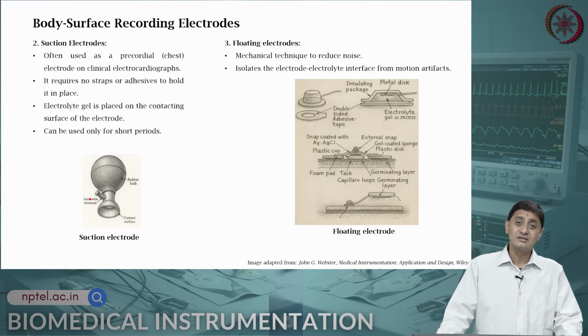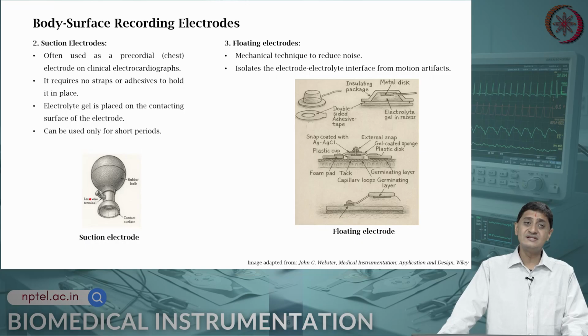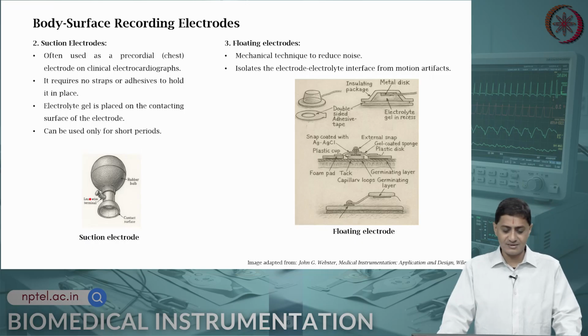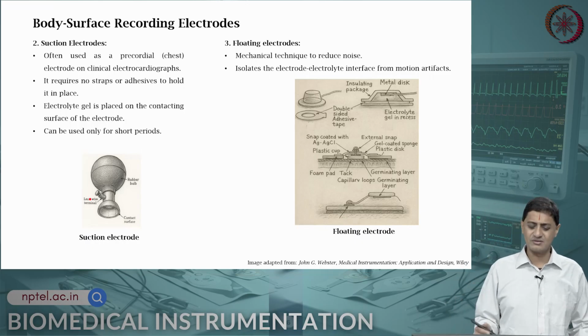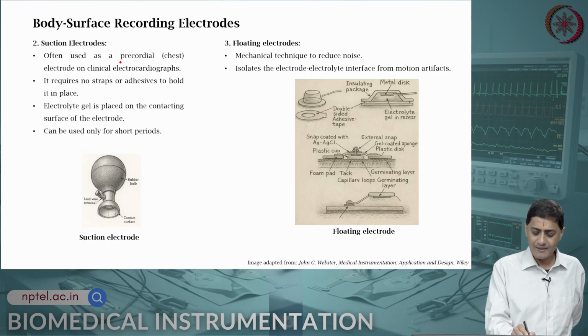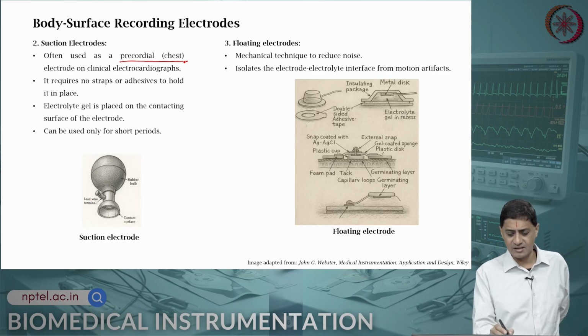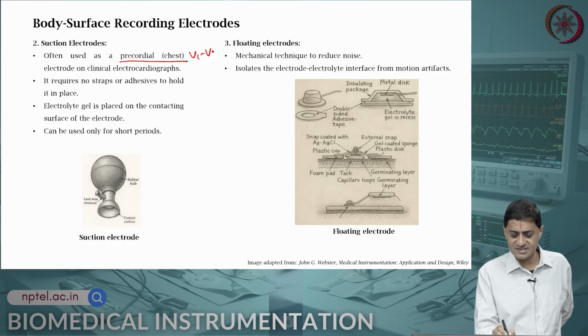The other one that is quite often used in ECG, especially in the precordial leads. When we look at ECG, we will look at what these are. Precordial leads are the leads V1 to V6 in ECG.